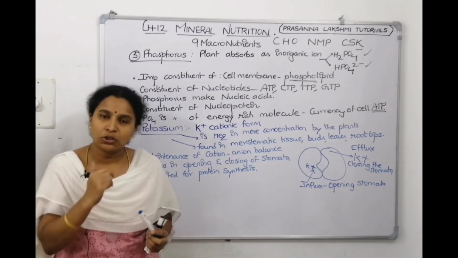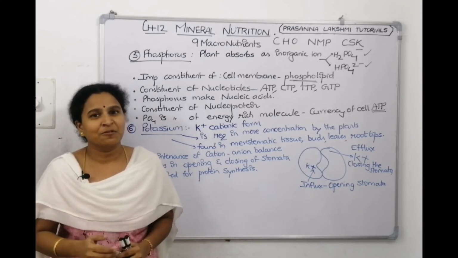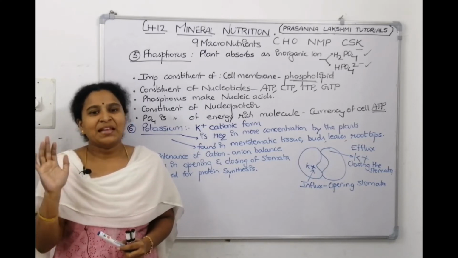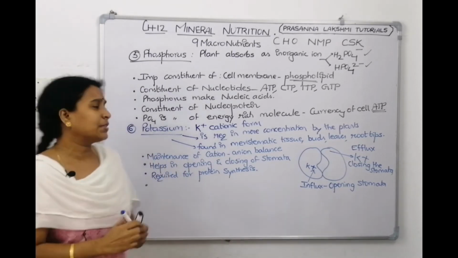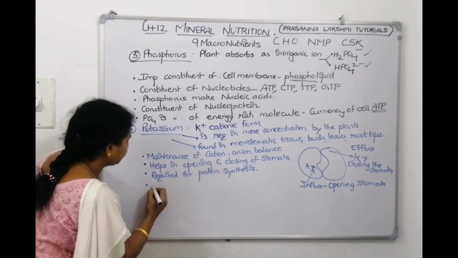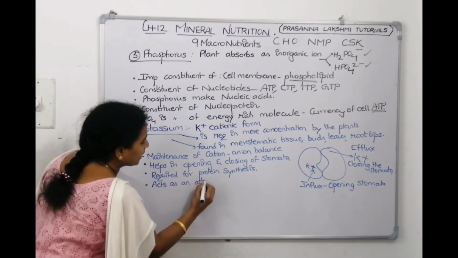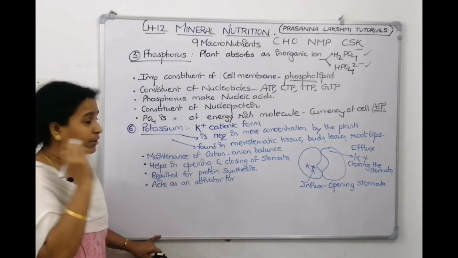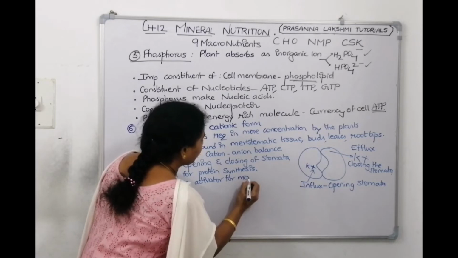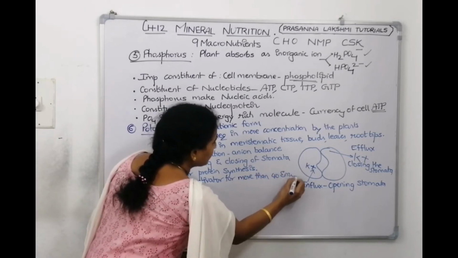K plus is also a metal. K plus acts as an activator for how many enzymes, you know? More than 40. Let us write down: K plus acts as an activator for more than 40 enzymes, children.